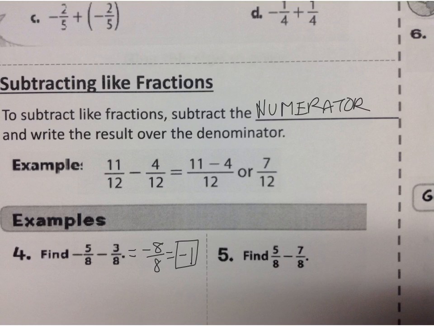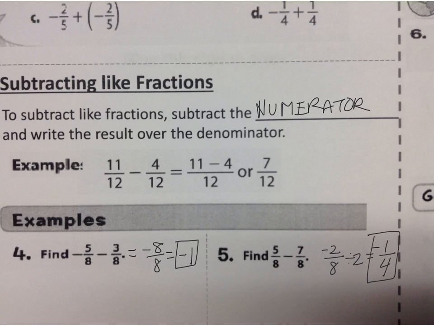Number 5, we have the denominators both being 8, so I can go ahead and subtract the top numbers. 5 minus 7 equals negative 2, and it's over 8. I can reduce this by dividing both top and bottom by 2, so I get negative 1 over 4, and that's my final answer.